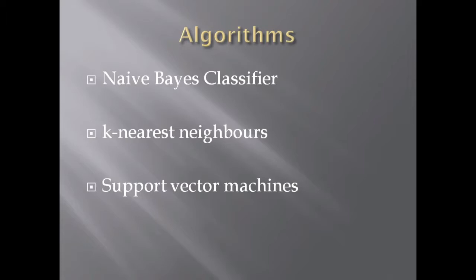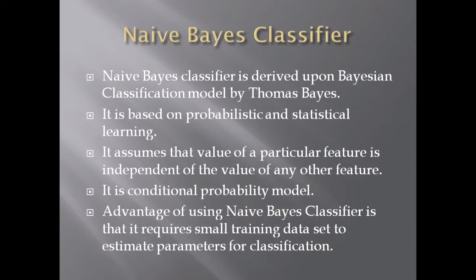So we will be using the following algorithms for our spam detection techniques. We'll be using naive Bayes classifier, k nearest neighbors, and support vector machines. We'll implement these and check which of them is the fastest and how much time each of them takes. So let's start with naive Bayes classifier. Naive Bayes classifier is derived from the Bayesian classification model by Thomas Bayes. It is based on probabilistic and statistical learning.